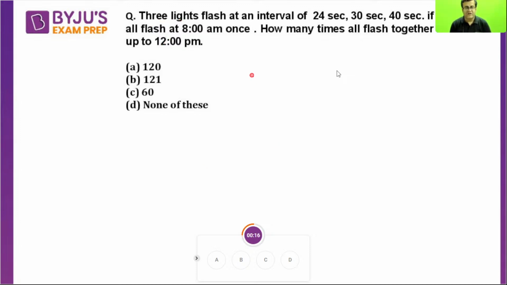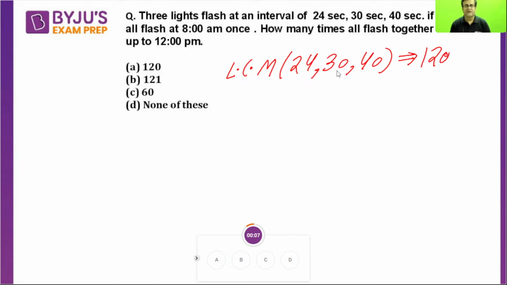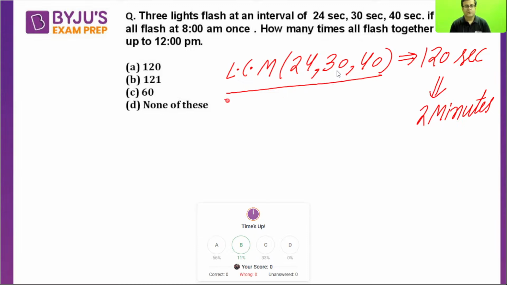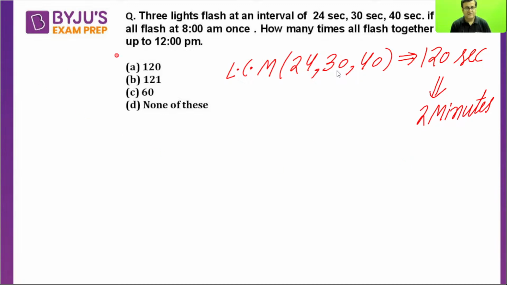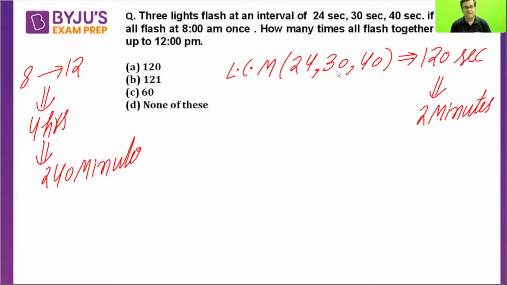Okay. Now three lights flash after 24, 30, and 40 seconds. So the LCM of these three values: the biggest is 40, 40 1s are 40, 40 2s are 80, 40 3s are 120. So the LCM is 120. 120 seconds means 2 minutes. From 8 a.m. till 12, that is 4 hours. 4 hours means 240 minutes. Okay, beta? 8 a.m. till 12 p.m.